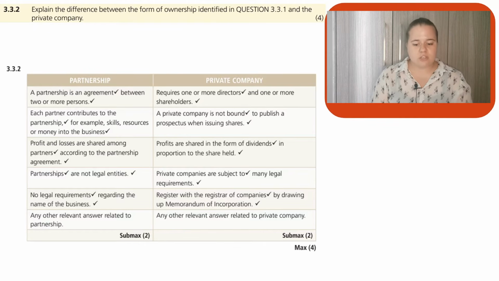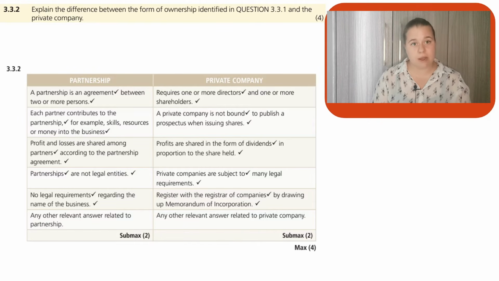All right, so a partnership. This is an agreement between 2 or more persons. Each partner contributes to the partnership, so they contribute their skills, resources, money into the business. Now look, remember the split marking. Profit or loss are shared amongst the partners according to the partnership agreement. Partnerships are not legal entities. No legal requirement is required regarding the name of the business. And then any other thing that's relevant.